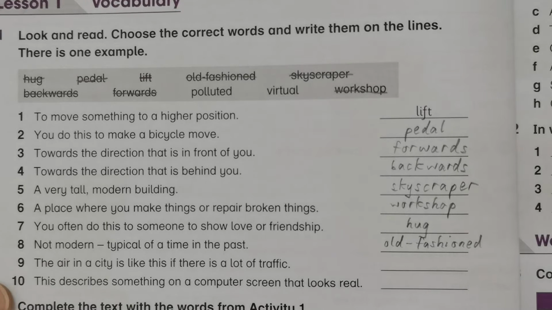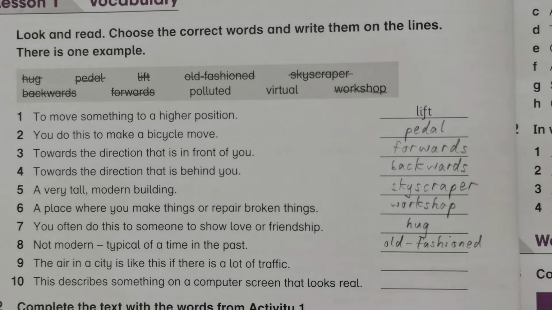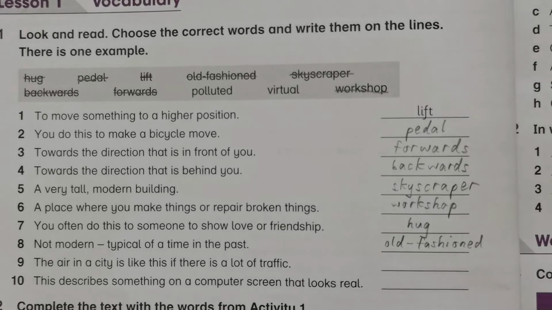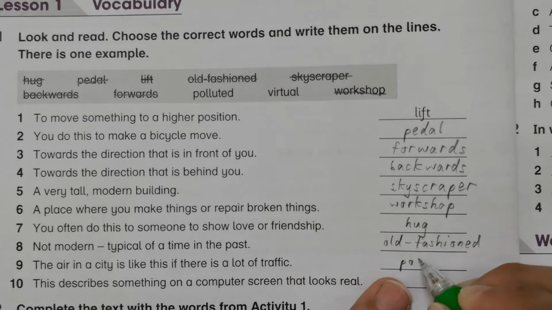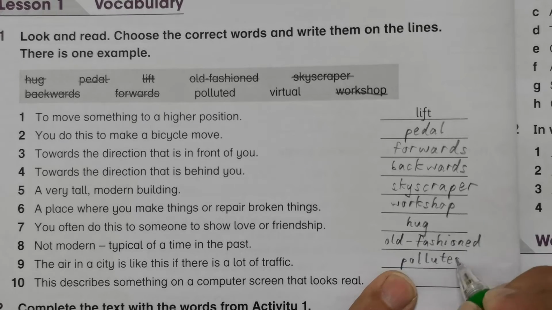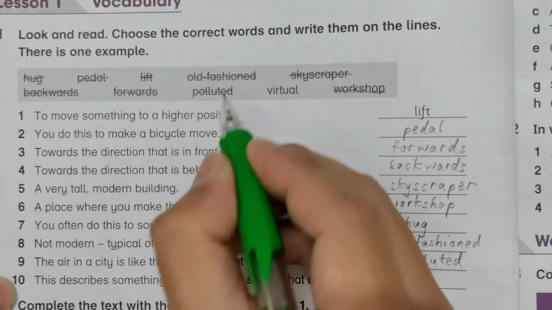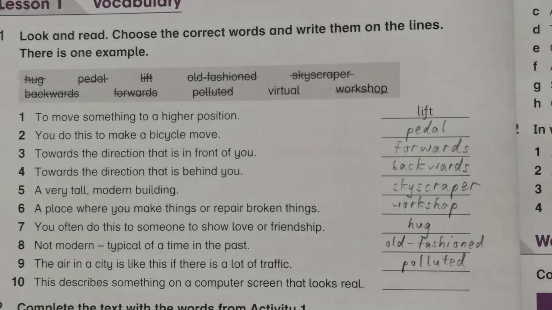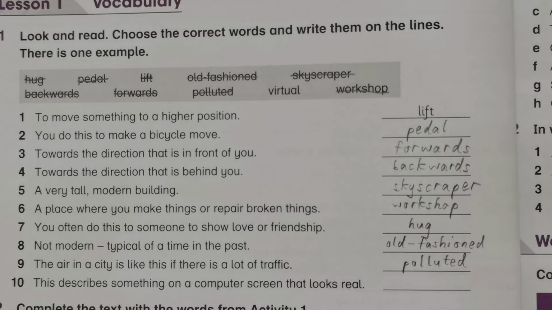Number 9, the air in a city is like this if there is a lot of traffic. So this is polluted. Double L. And then number 10, this describes something on a computer screen that looks real. So this is virtual.